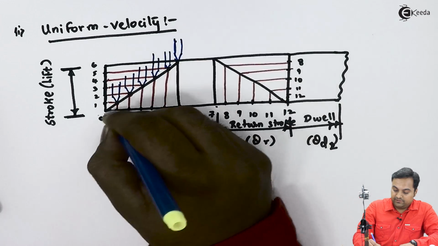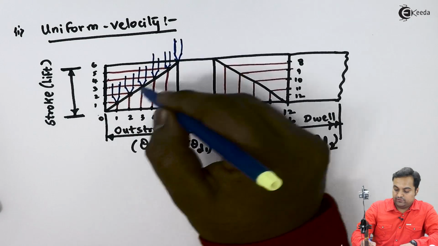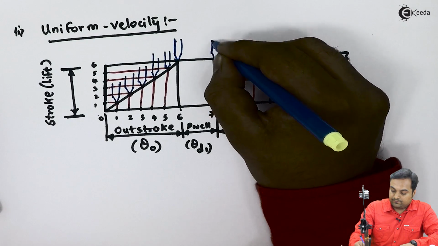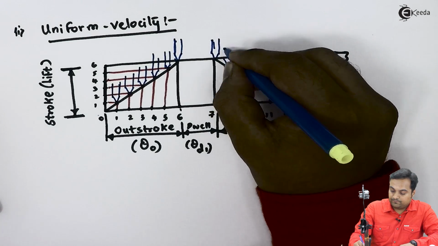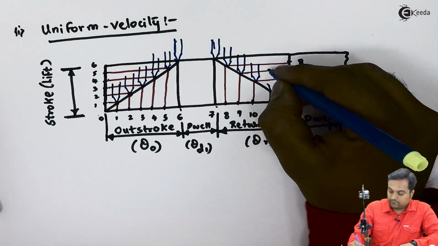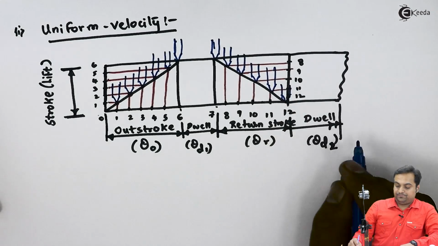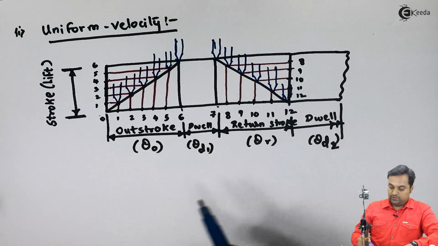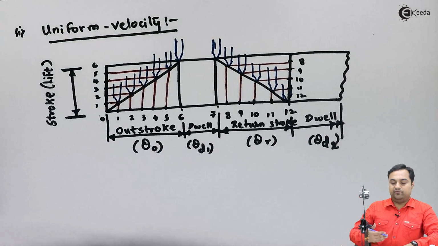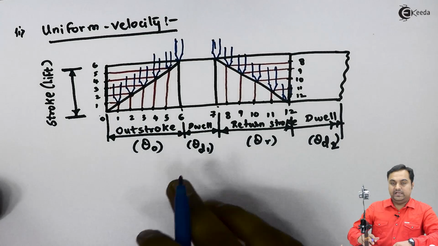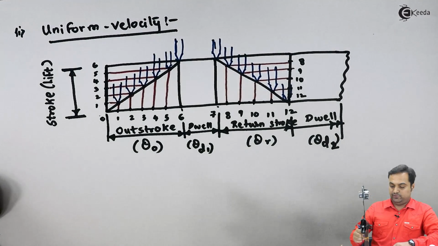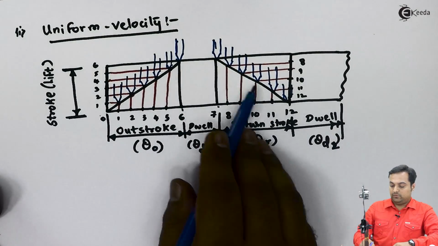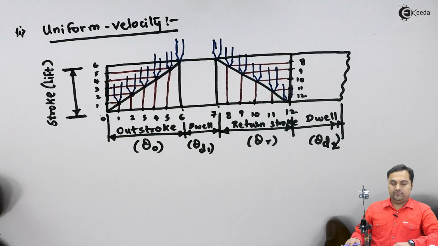So this is the meaning of the diagram: during the outstroke the follower is moving up, and during the return stroke it will fall down, and finally it will dwell. So this is the meaning of the diagram of uniform velocity, where the outstroke is the distance moved by the follower when it is moving up, the dwell is when it remains at the same position even though the cam rotates, and the fall, that is the return stroke, is when the follower moves down. So this is for uniform velocity.